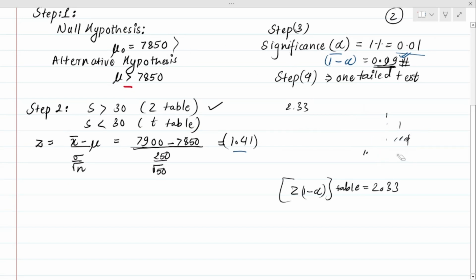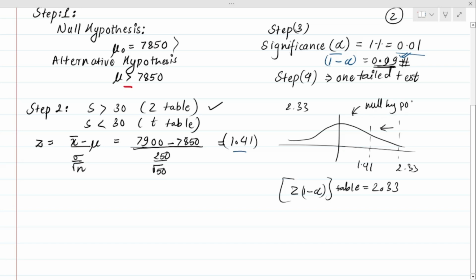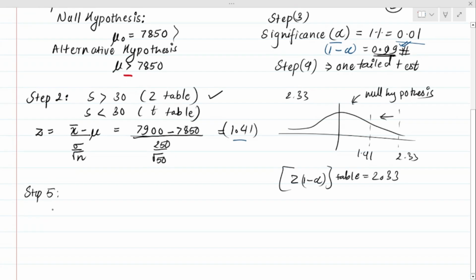All right, I'd like to redraw the graph again. From our calculation we observe that the value of z is 1.41. This is from calculation; from the table we obtained 2.33. Since this 1.41 is beside 2.33 here, we know that this 1.41 lies in the null hypothesis region. So the null hypothesis is accepted. So we move on to the final step, step 5, and we say the null hypothesis is accepted.